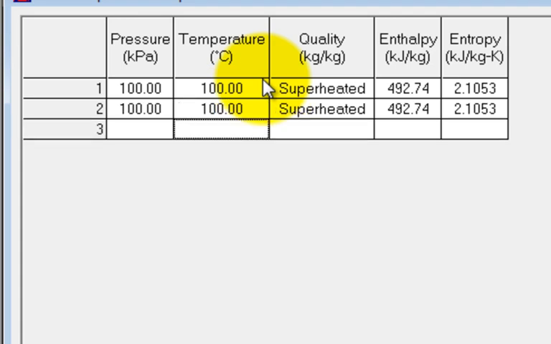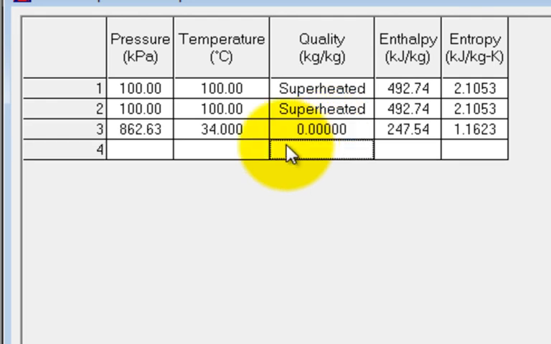Wasn't state 3 where they told me it's 34 degrees C and it's saturated liquid? What's the quality? Saturated liquid. Finally, I have some numbers that are good. And there's my pressure. There's my enthalpy. Well, this makes it too easy. That's why I don't show it to you on the first day of class, right? Show it to you later, after you've developed the skill to know if these look reasonable or not.